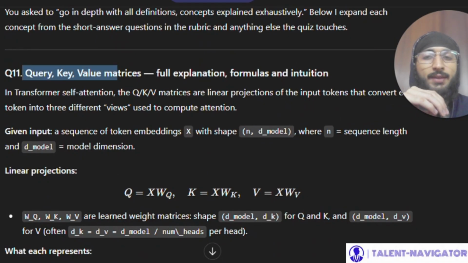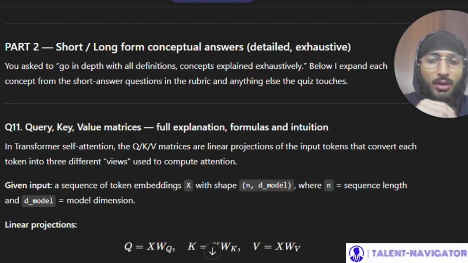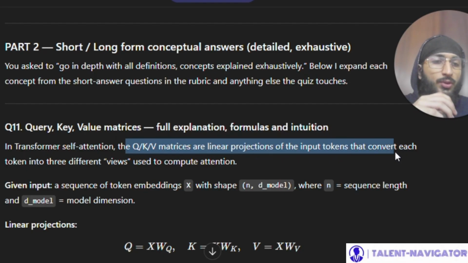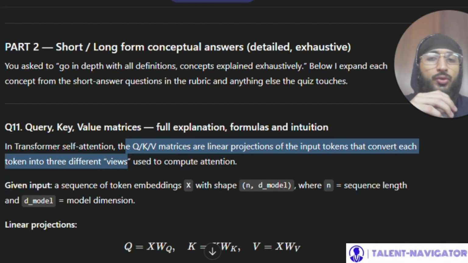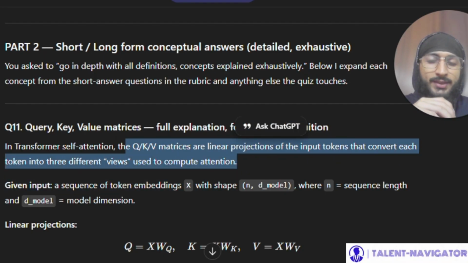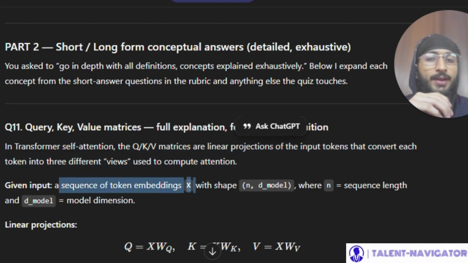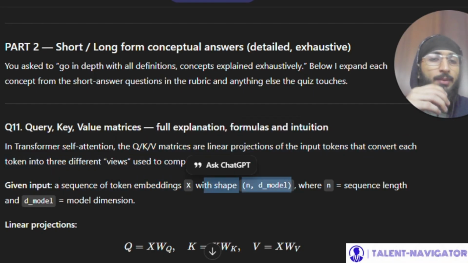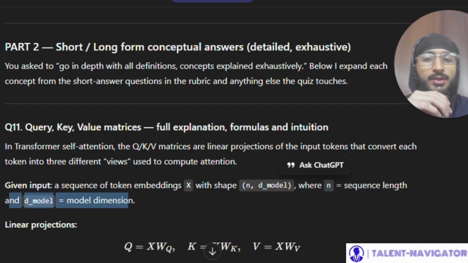Moving on, we have query, key, value matrices. So in transformer self-attention, QKV matrices are linear projections of the input tokens that convert each token into three different views used to compute attention. Let us say we have an input, a sequence of token embeddings X with shape n by d_model, where n is the sequence length and d_model is the model dimension.